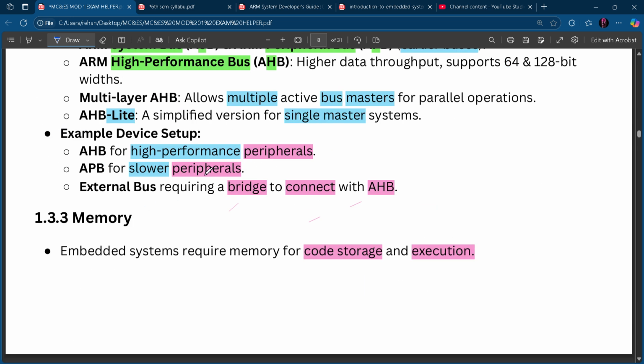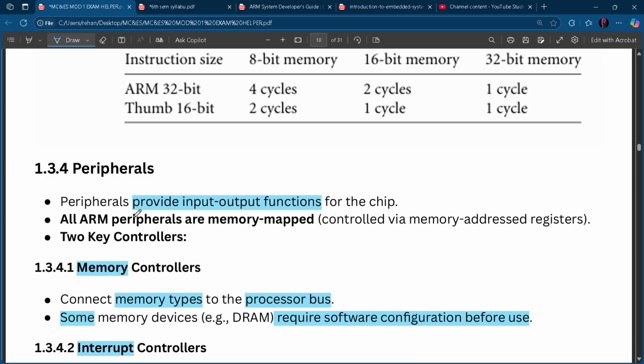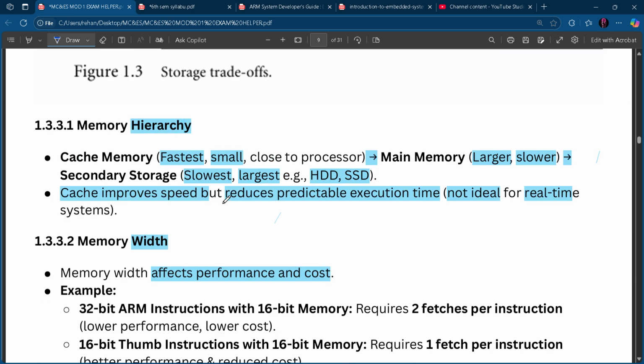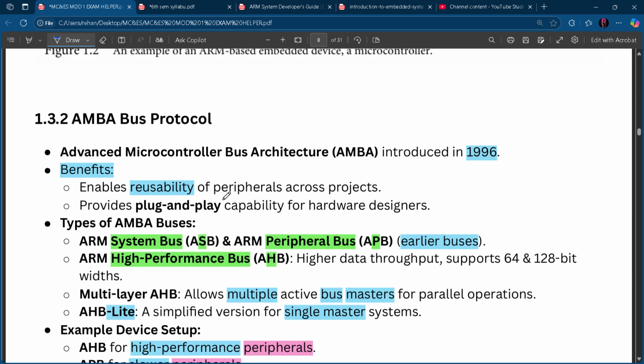See, if you talk about peripherals, peripherals are nothing but they provide the input output functions for the chip. Okay, so the input output functions can be reused. That's what they are just telling over here. Plug and play capability, again, that I don't know, but you just have to remember it, right?